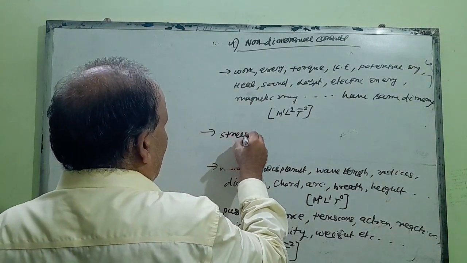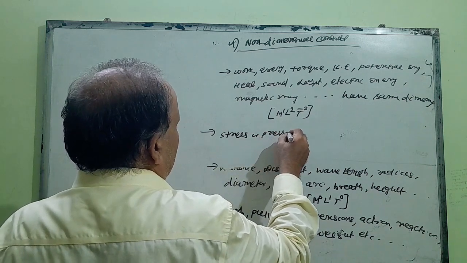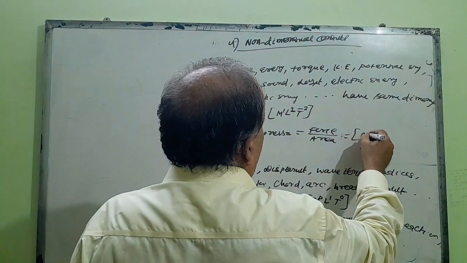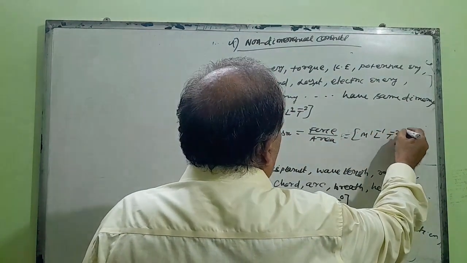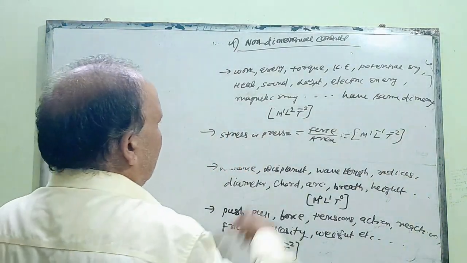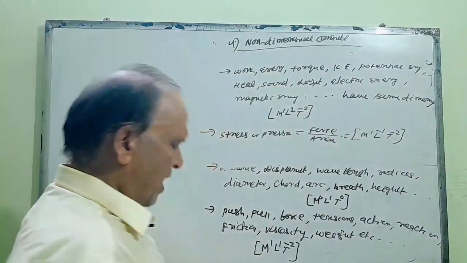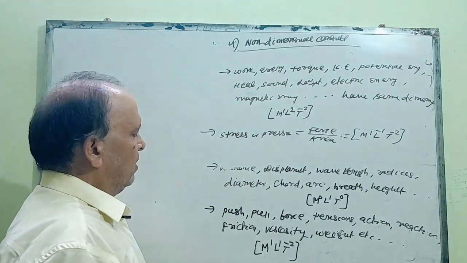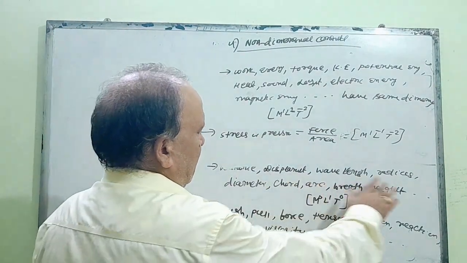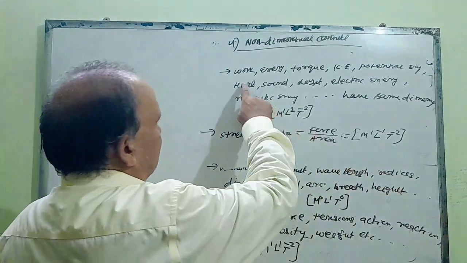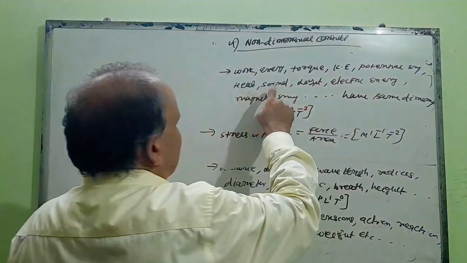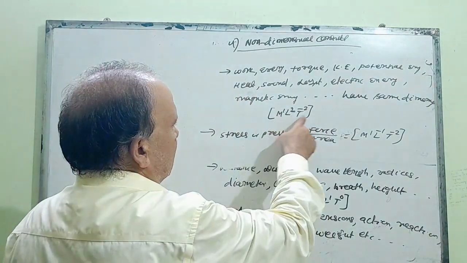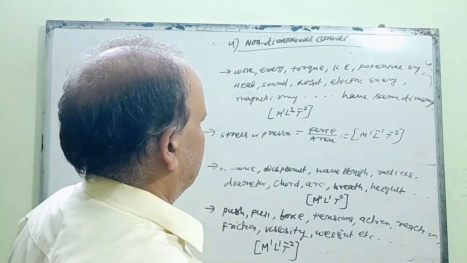Similarly, your stress or pressure has the same dimension, that is your force by area, that is your M1 L to the power minus 1 T to the power minus 2. These are some physical quantities which have same dimensions or same dimensional formula. First you have distance, displacement like this, then push, pull, force, tension like this, and this is your work, energy, torque, kinetic energy, potential energy, heat, sound, light. Question will come, what is the dimensional formula of heat? You write that is your M1 L square T to the power minus 2, like etc.